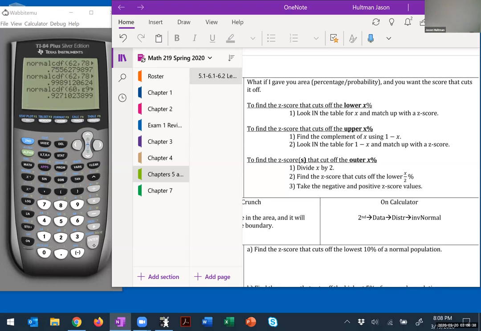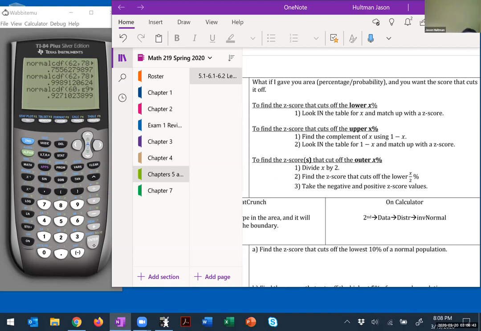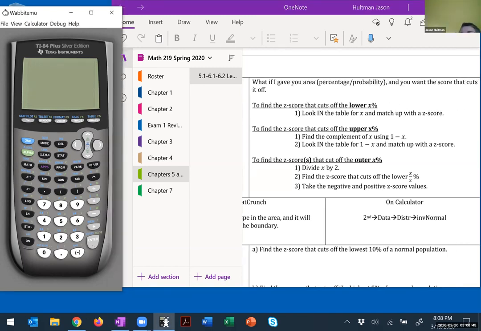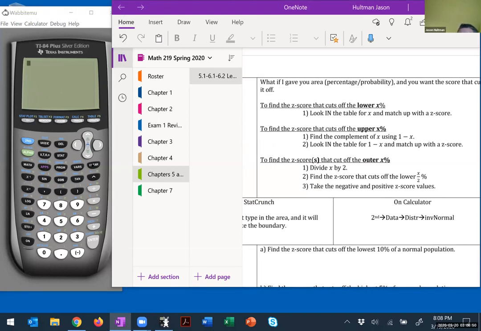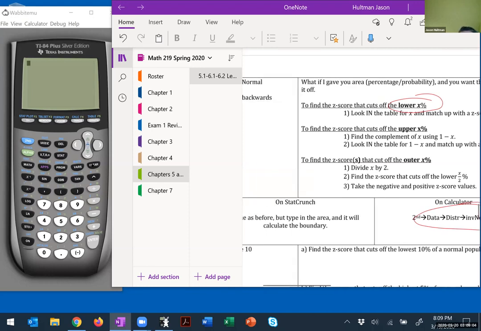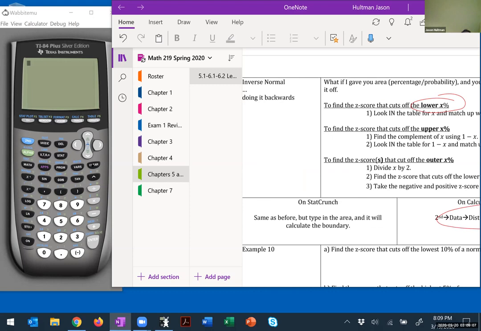Let's work backwards real quick. What if I gave you the percentage or the probability and I want the score that cuts it off? Basically, to find a z-score that cuts off the lower X%, look in a table for X and match it up with the z-score. We're not going to do that. We're going to do it on the calculator. In StatCrunch, you would just type in the area you want, and it's going to tell you the boundary.